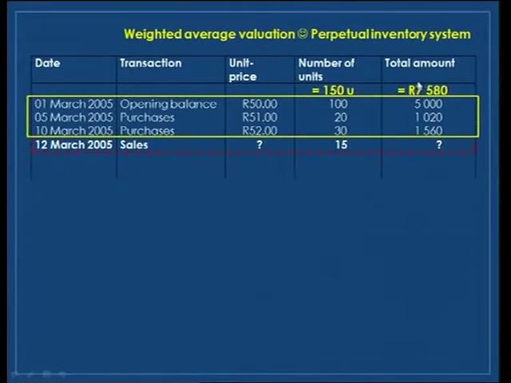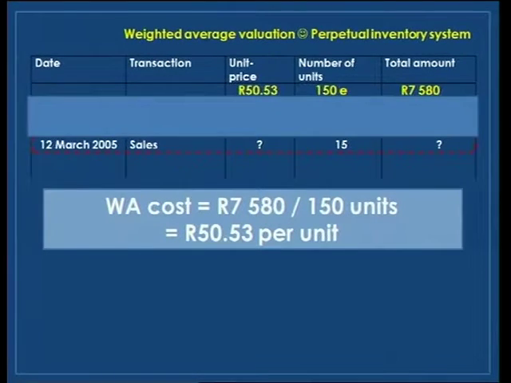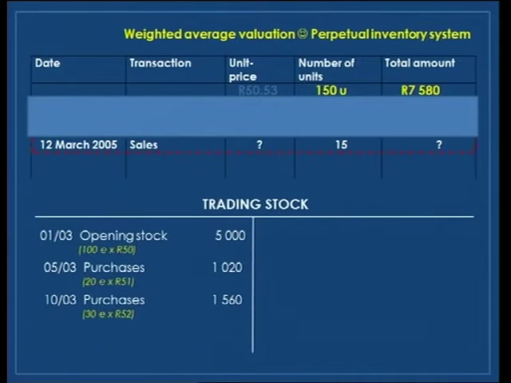So how will I now calculate the average price? It's relatively easy. It's the 7580, the total cost of the units available, divided by the number of units, the 150 units. So there's my calculation. So I get that the weighted average cost per unit is 50 Rand and 53 cents. There you go. So now, if I do my cost of sales, what will I say? My cost of sales then is the average price per unit times the 15 units. So it is 15 times 50 Rand and 53 cents. My cost of sales.